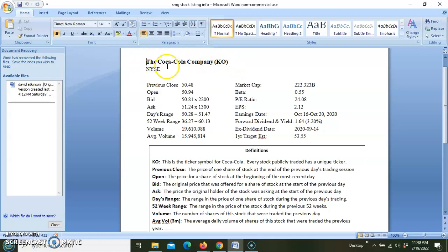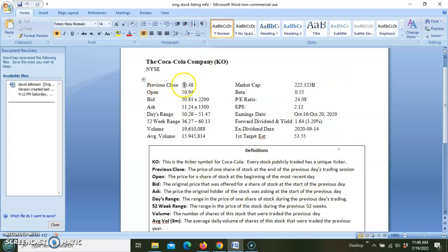You can see here that Coca-Cola is listed on the New York Stock Exchange. NYSE stands for New York Stock Exchange. Remember, in order to invest in a stock in this game, that stock has to be listed either on the New York Stock Exchange or on NASDAQ. Okay, so let's look at the information that we have. I've got all this information defined for you down here in the bottom part of the attachment, but we're going to go over all of this right now.